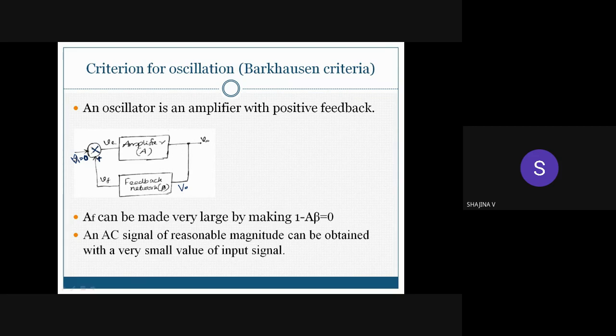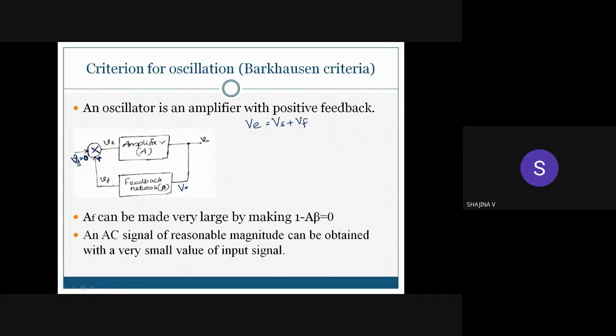In the earlier case, the input here was represented as VE. In the case of negative feedback we considered VI equal to VS minus VF. Here, VS equal to 0. So I can write the expression like this. My VE, that is the voltage at this point, will be what? Since the feedback is in phase with the input signal, I can write it will be Vs plus Vf.